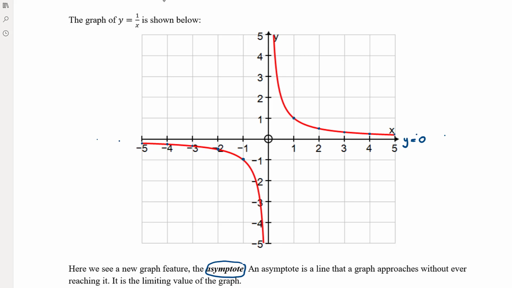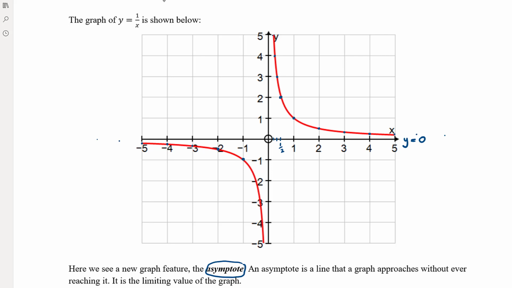Let's go back to thinking about the equation, because I skipped over some bits here. Let's think about, for example, when x equals 1 half. When x equals 1 half, y is 1 divided by 1 half, which is 1 times 2 over 1, so it's 2. When x equals 1 third, y is 1 divided by a third, which is 3. When x equals 1 quarter, y is 1 divided by a quarter, which is 4. When x equals 1 fifth, y is 1 divided by a fifth, which is 5. When x equals 1/100th, y is 1 divided by a hundredth, which is 100.